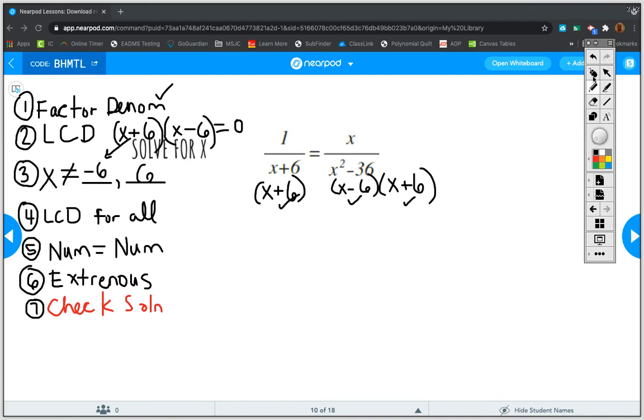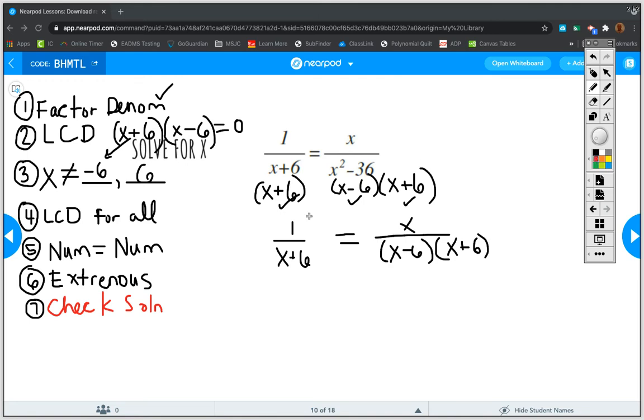So we have our LCD. We know what numbers x cannot be. Now we want to make sure that every single fraction has that LCD. So my first fraction is 1 over x plus 6. It doesn't have my LCD. It has part of it. It doesn't have the whole thing. And if I look at my fraction on the right, it actually has the entire LCD. So this one on the right is fine. We don't need to do anything with it.